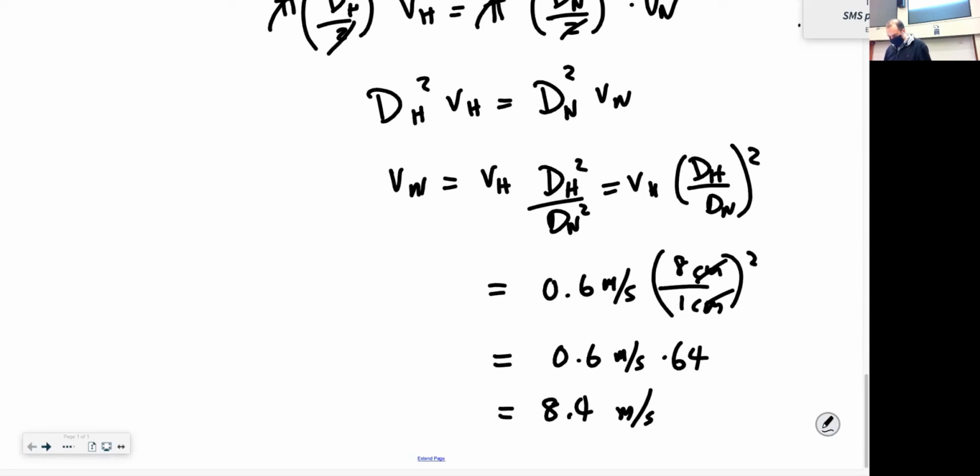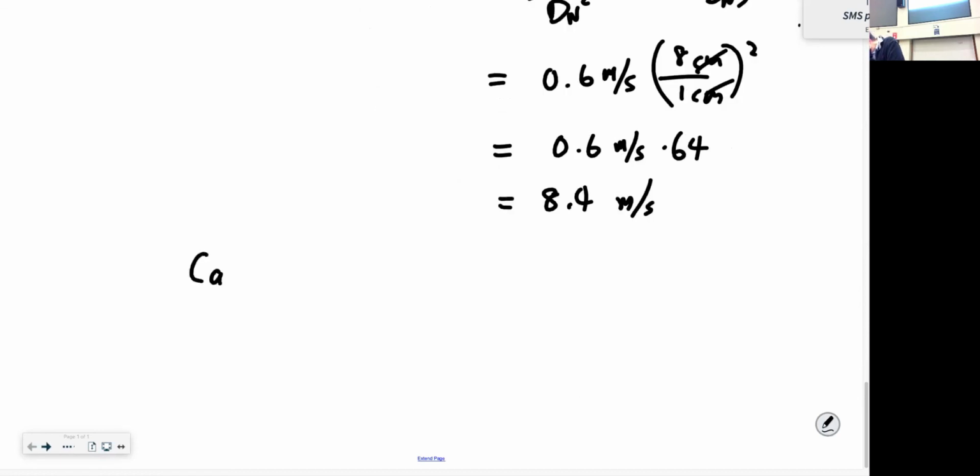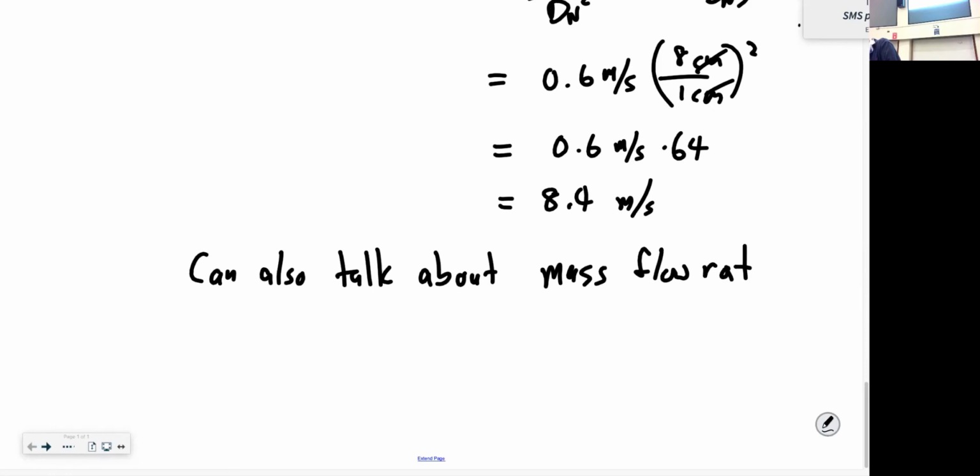Okay, that's how this works. You can also talk about, and there will be homework questions about, mass flow rate. It's the same concept, except instead of talking about how much volume is flowing through, you're talking about how much mass is flowing through. These are exactly the same concept. The mass flow rate is equal to the volume flow rate times the density. And since the density isn't changing, you can substitute one for the other, and they're pretty much the same.